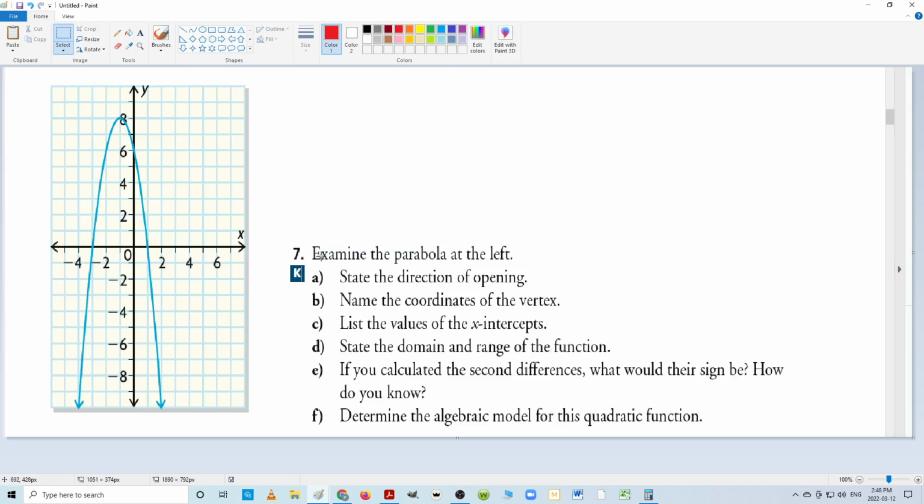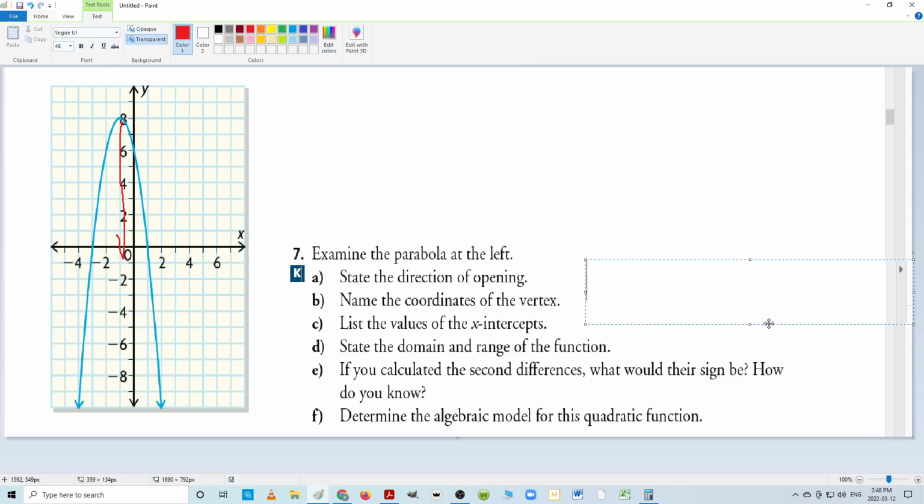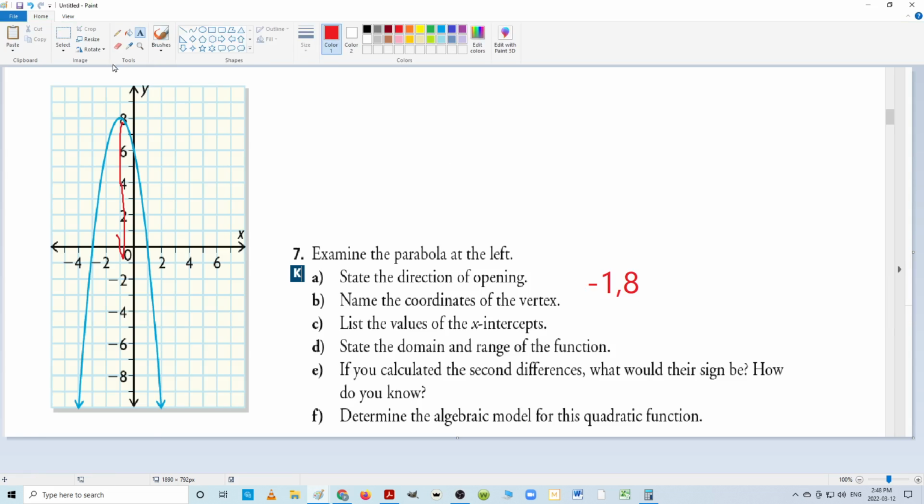Examine the parabola on the left. State the direction it opens: downward. Name the coordinates of the vertex. Always check the labels down here. Negative 1, comma 8. So negative 1, comma 8. List the values of the x-intercepts. It looks like it's going through negative 3 and 1.